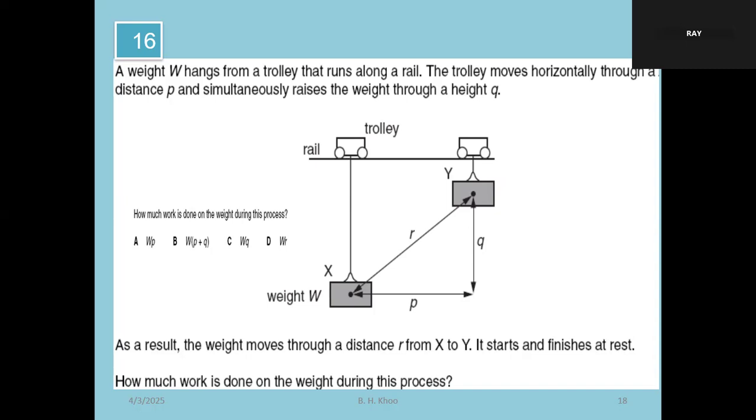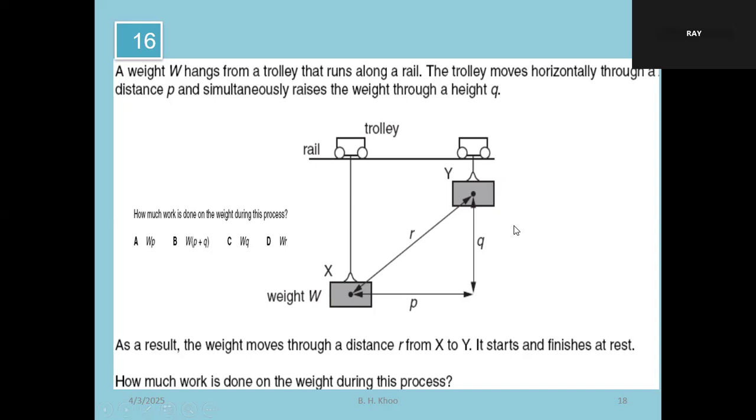This is applying your definition of work done. Wait, teacher, what's the answer? The diagram is quite confusing. Basically, you just start from here at rest, and then you move up to there at rest again. So what is the work done? He asks you. So what is your answer? D, C. No.